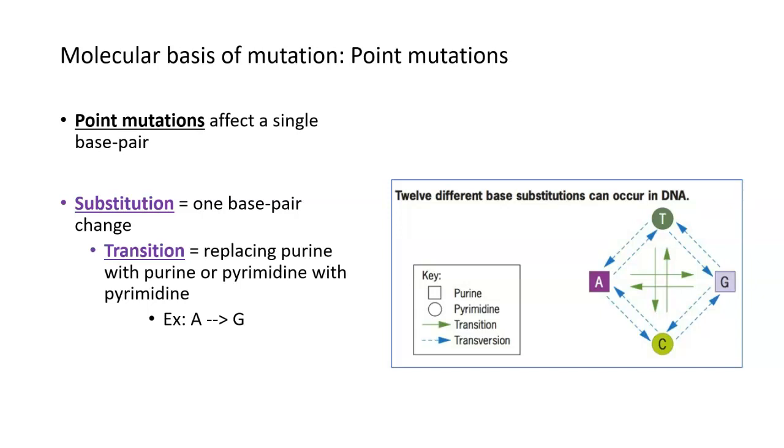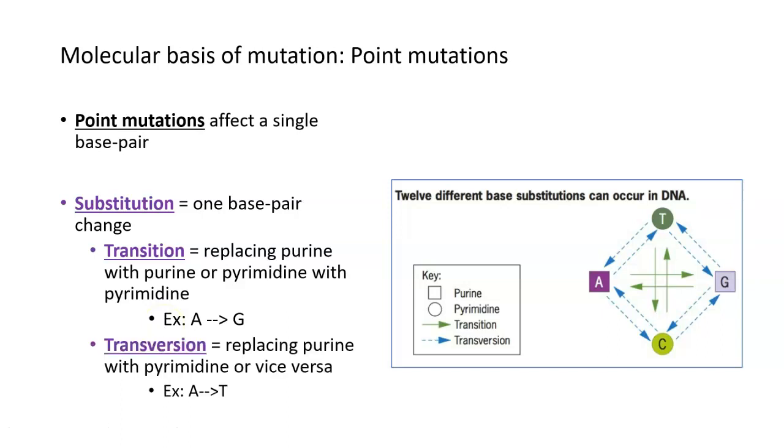There are two types of substitutions. There are transitions, where one purine is replaced with another purine, or one pyrimidine is replaced with another pyrimidine. So A is replaced with G, or G with A, and C is replaced with T, or T with C. And there are also transversions, where you replace a purine nucleotide with a pyrimidine, or vice versa, where A would be replaced with T, as an example.